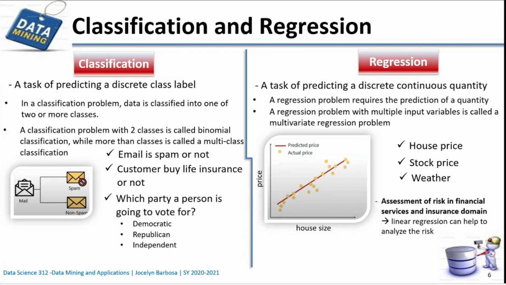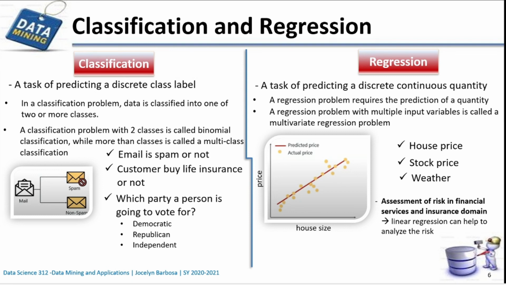Another application of the regression model is the assessment of risk in the financial services and insurance domain, wherein the linear regression model can help to analyze the risk. For example, the insurance company might apply a linear regression algorithm by plotting the number of claims for customers against their age, and they might discover that older customers tend to make more insurance claims, and such results might give an aid to make some important decisions.